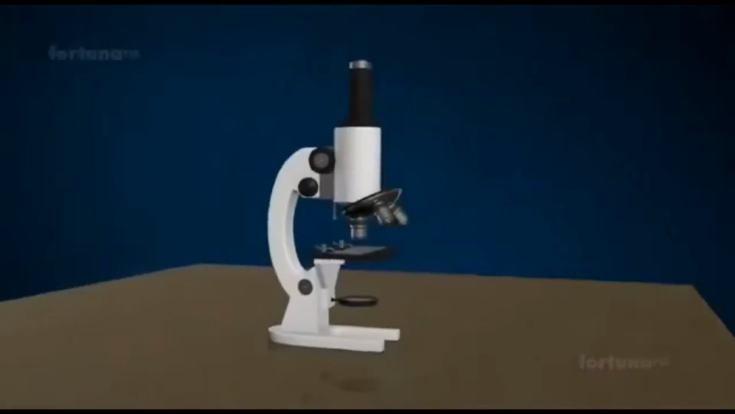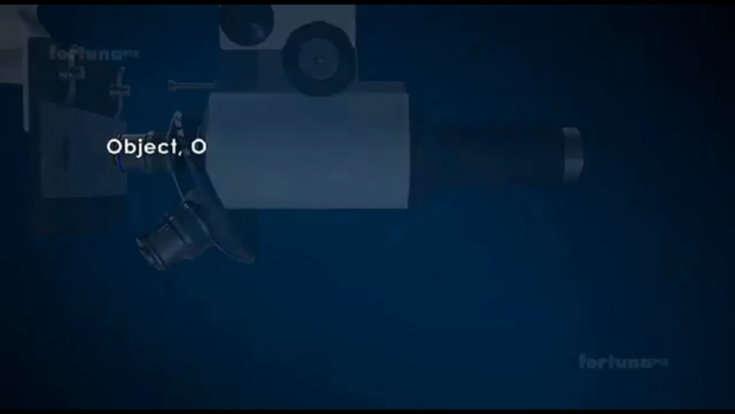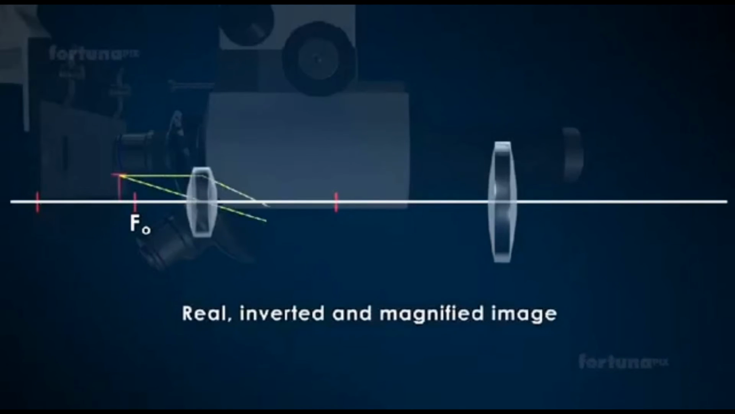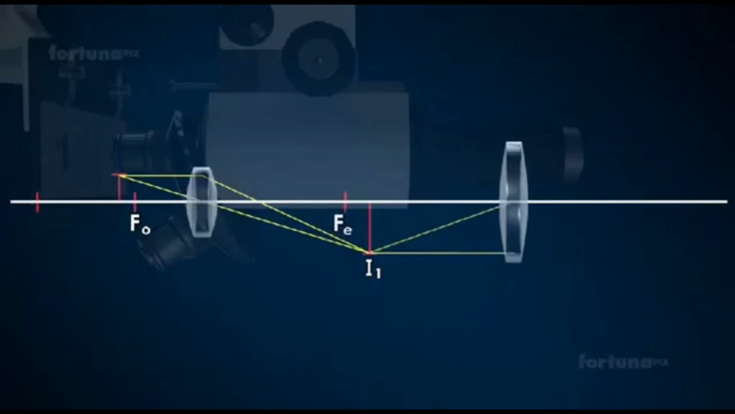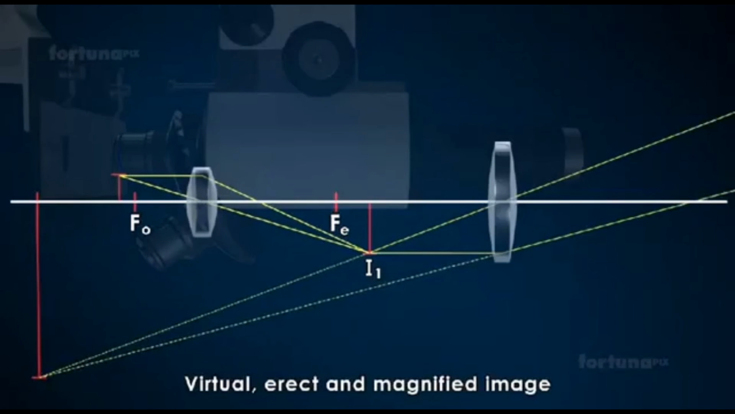So if you are wondering how a microscope can do that, here is the explanation. Working of the compound microscope. The object O is placed just outside FO, the focus of the objective lens. A real, inverted, and magnified image, I1, is formed. The magnified image, I1, acts as an object for the eye lens. The eyepiece is adjusted such that the image I1 lies within the focus of the eyepiece, FE. The eyepiece functions as a magnifying glass and forms a virtual, erect, and magnified image, I2, of the object.